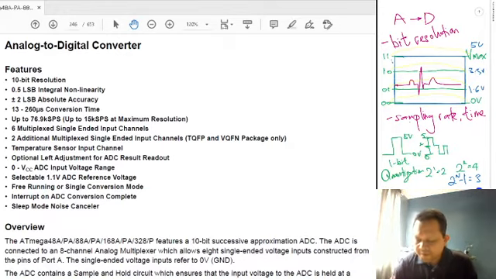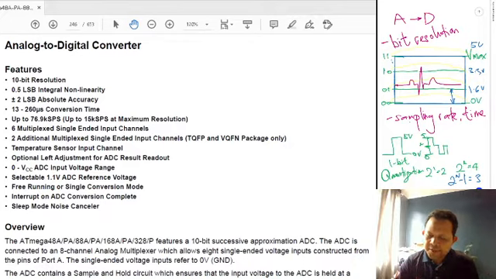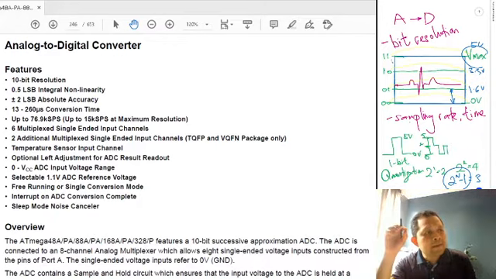So this is 2 bits only. We have 2 to the power of 2, 4 levels including 0. If you want to define the quantization step between every level, you take the maximum voltage, 5 volt, and divide by 2 to the power of n minus 1, which is 3, and then you will get your resolution.